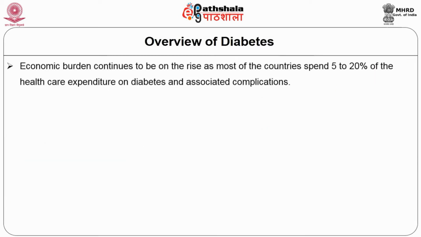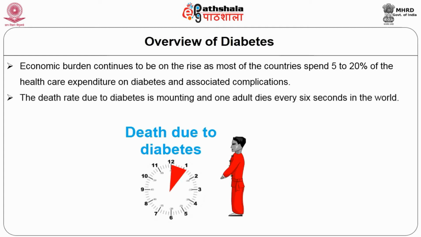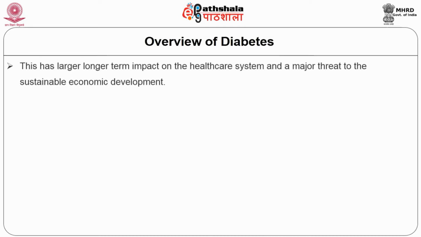As a result, the economic burden continues to be on the rise, with 5 to 20% of healthcare expenditure spent on diabetes and associated complications. The death rate due to diabetes is mounting, and 1 in 6 adults die every 6 seconds in the world. This has a longer impact on the healthcare system and is a major threat to sustainable economic development.